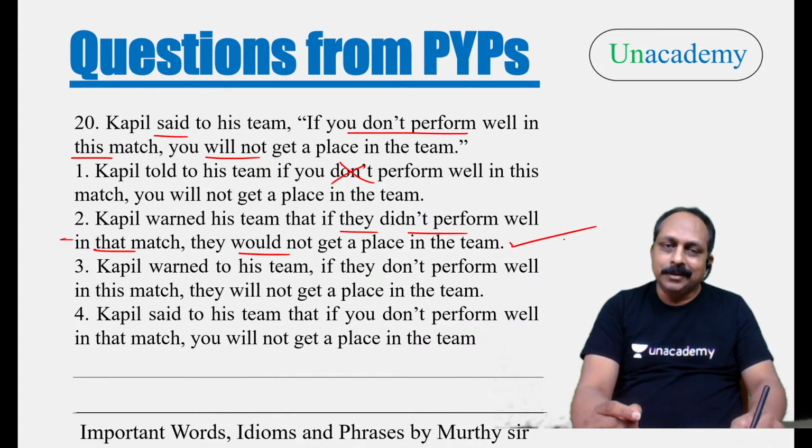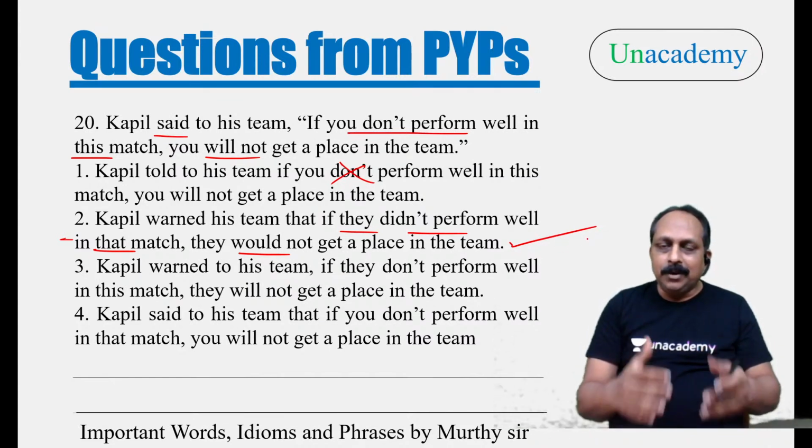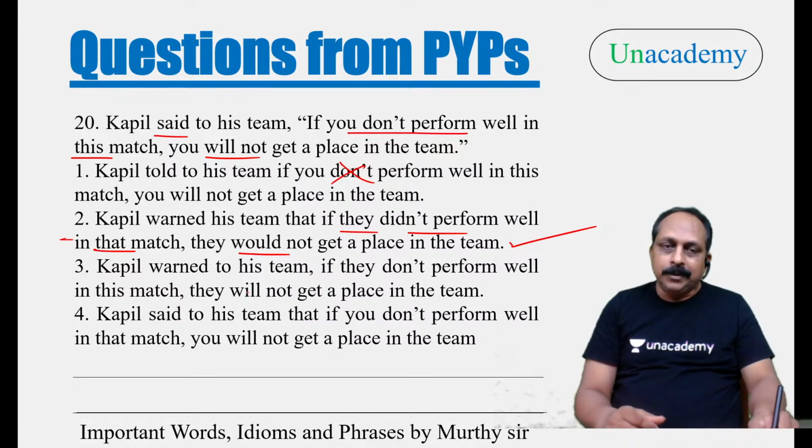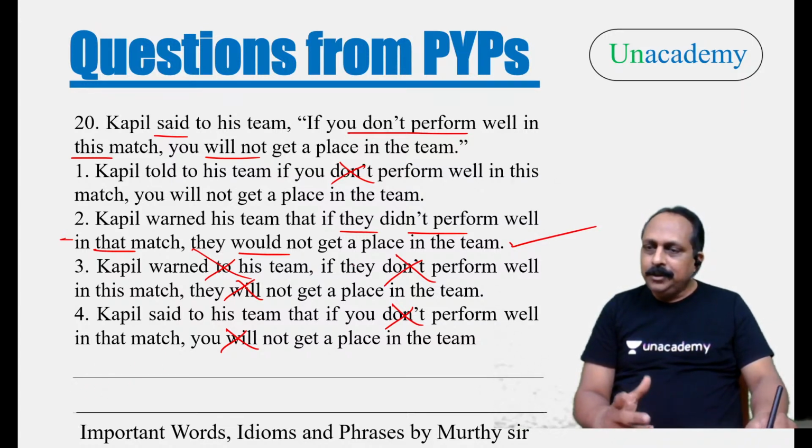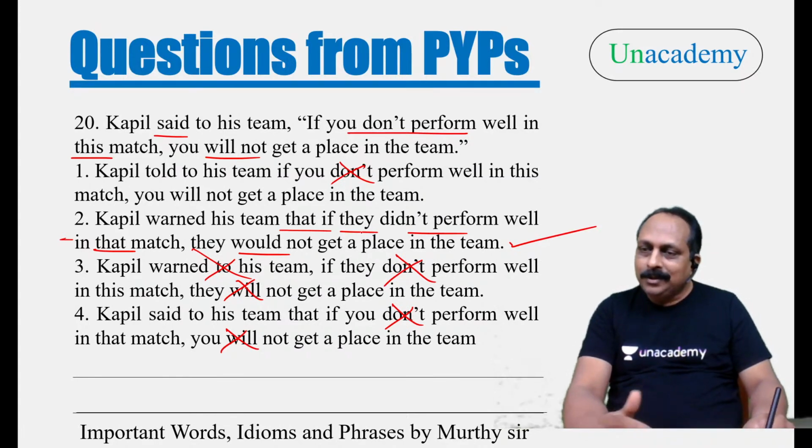But safe side, because while taking the exam, you're under tremendous pressure. Have a look at other options and eliminate. Want to his team, want his team is correct. And you cannot use present. You cannot use will. So, what is the answer here? The second option. Nothing wrong. Don't make your own combinations. Kapil warned his team that if they did not perform well in that match. So why do you think something is wrong with that plus if?